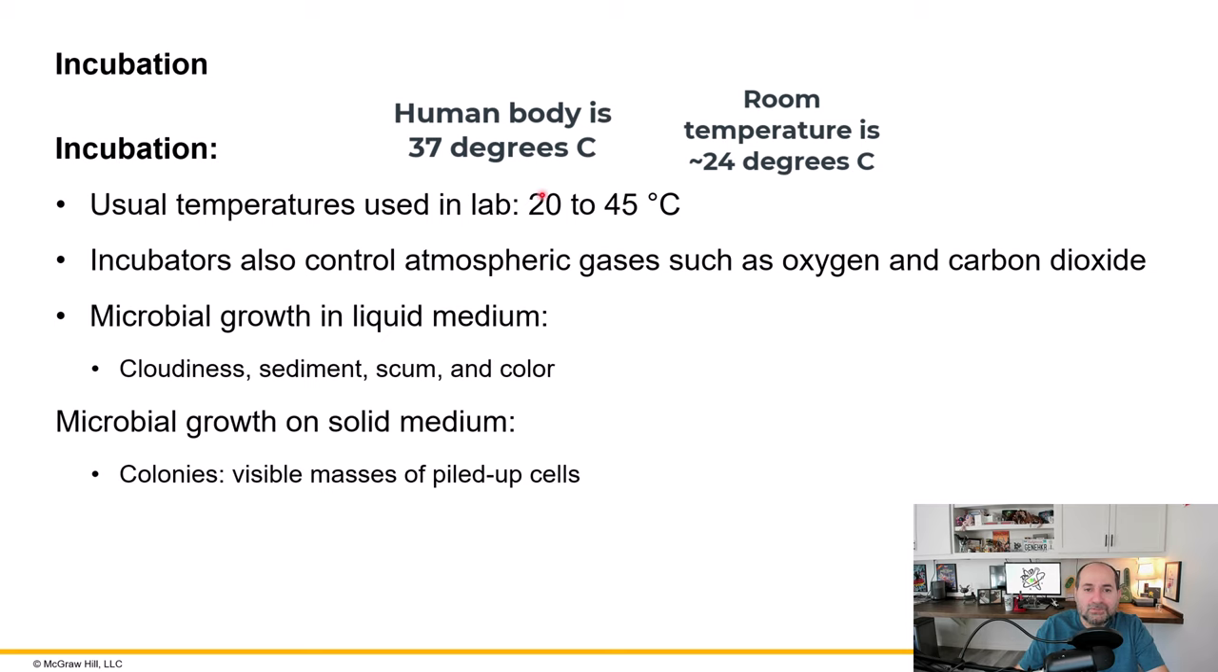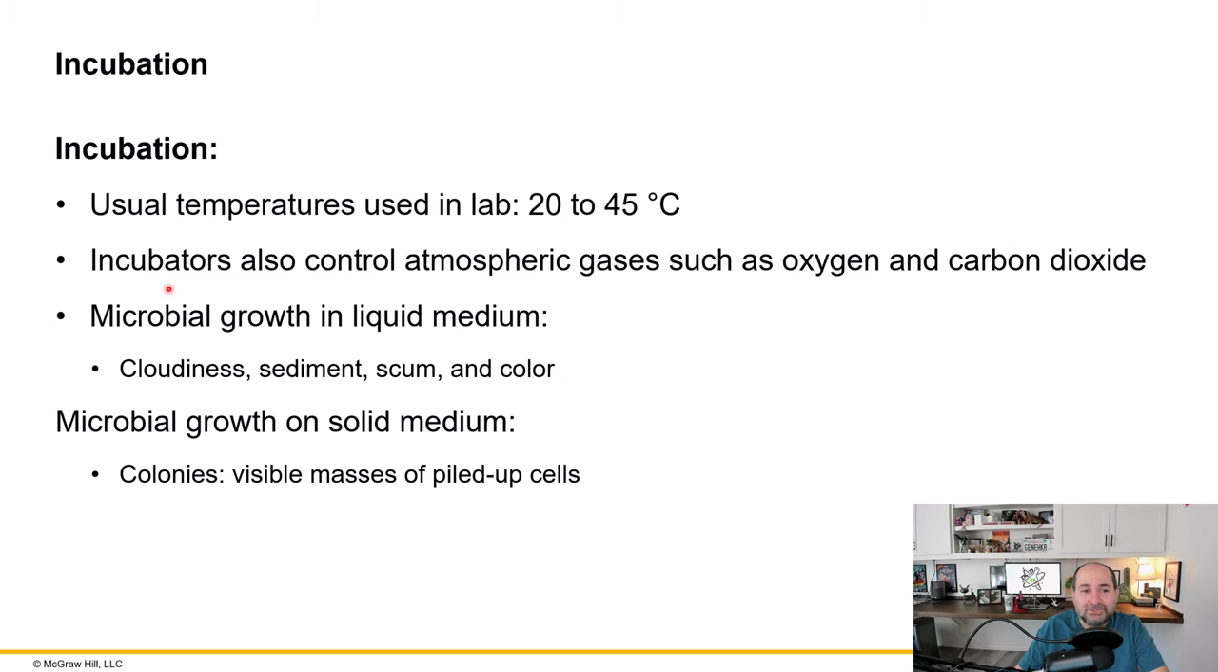But that's not the only range that microbes grow. We're going to learn that they could grow in very cold environments, very warm environments. A lot of times these incubators look like big refrigerators, right? But they could be set to 45 degrees, 30 degrees, 37 degrees. You could also control their atmospheric gases, so you could control the level of oxygen in the incubator, the level of CO2 in the incubator.